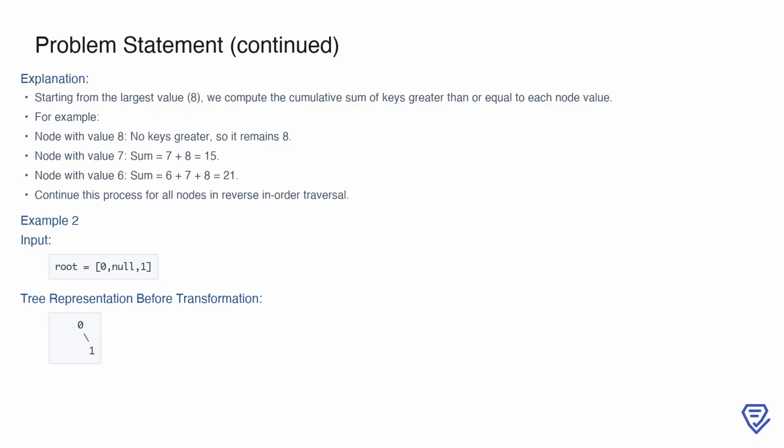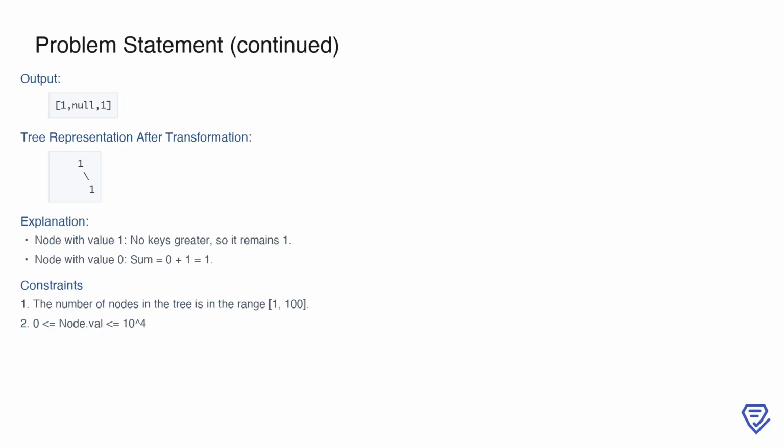For clarity, let's also consider a second example with a simpler tree structure. In this second example, the input tree is represented as 0, null 1. The tree structure before the transformation is straightforward. The root node has a value of 0, and it has a right child with the value 1. After the transformation, the output becomes 1, null 1.